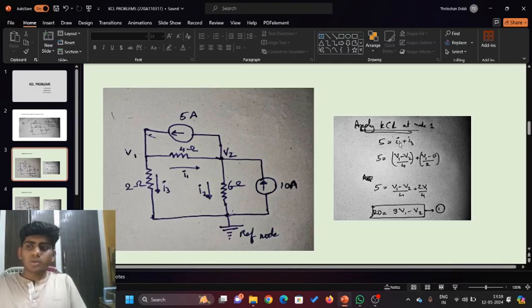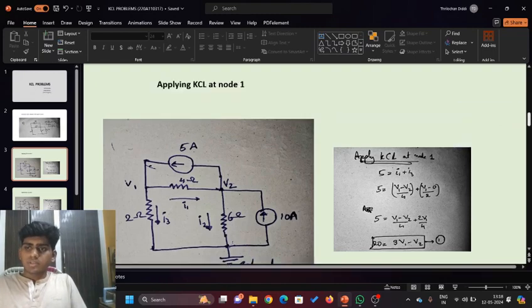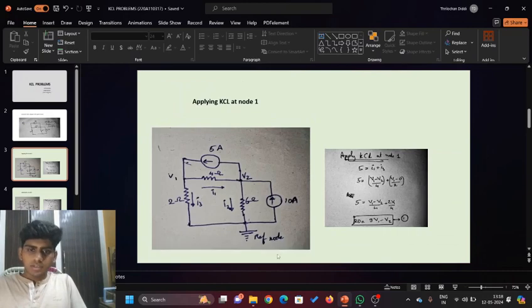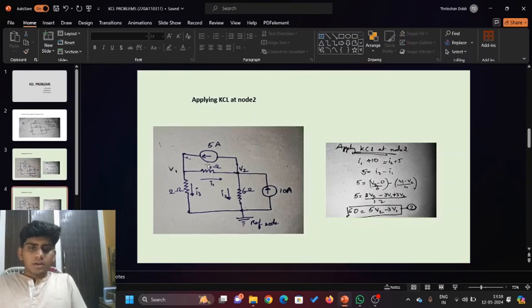Next we have to apply KCL at node 2. The current entering node 2 is I1 and 10 amperes, and the current leaving node 2 is 5 amperes and I2. So I1 plus 10 is equal to 5 plus I2. After solving this equation, we get I2 minus I1 equal to 5.